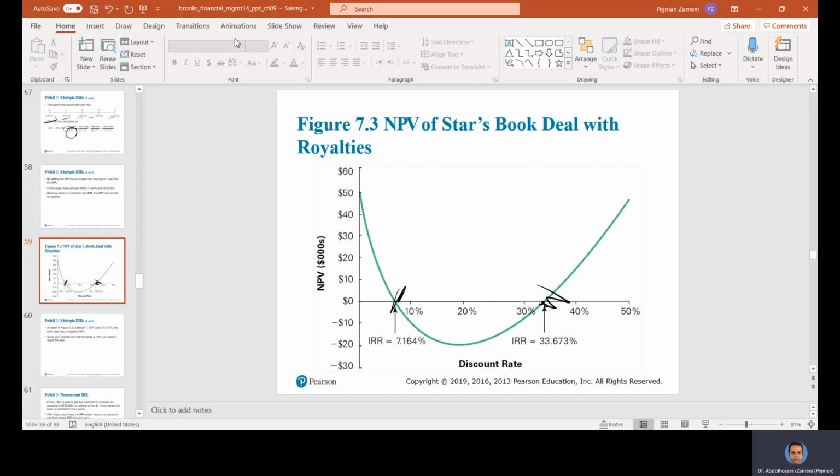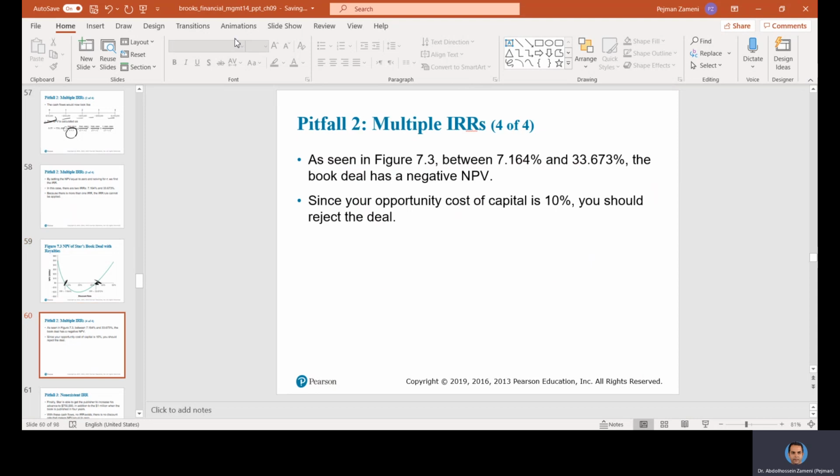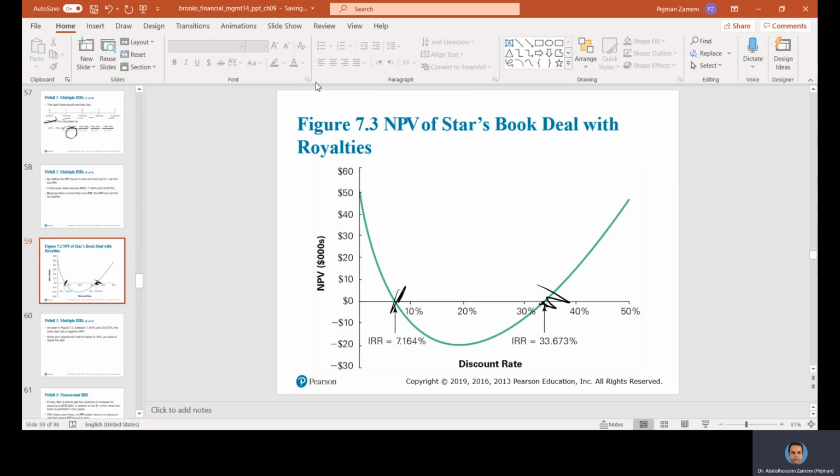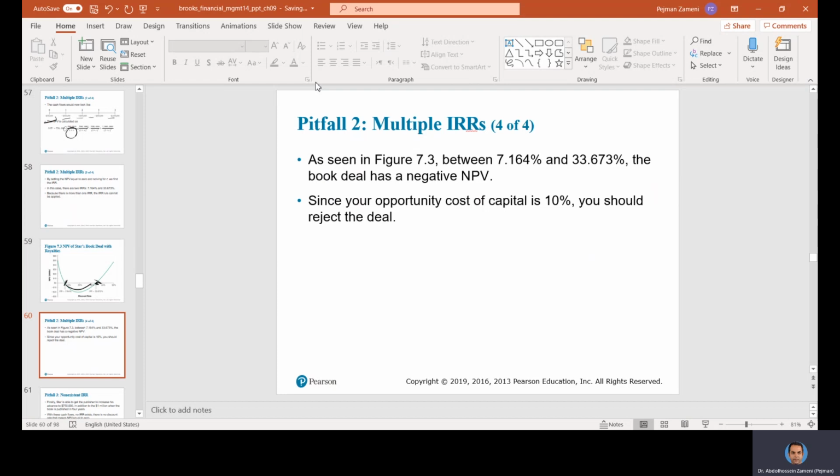As seen in this figure, between 7.16% and 33.67%, the book deal has a negative NPV. See here? The NPV is negative. Since your opportunity cost of capital is 10%, you should reject the deal.